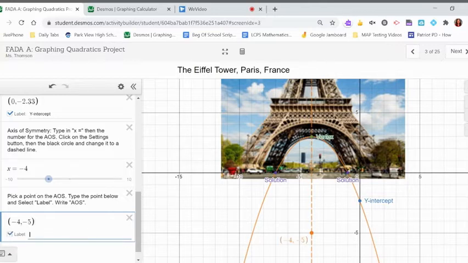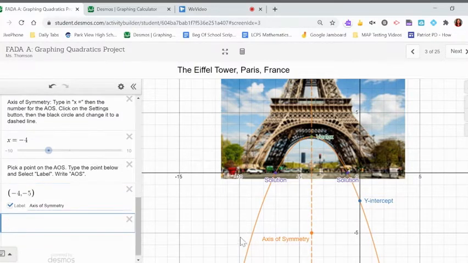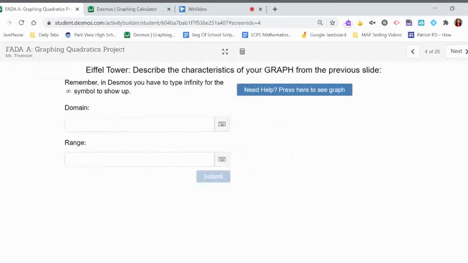So that way I can label this line and say it is the axis of symmetry, okay? And there we have all of our parts of our graph labeled: the vertex, the solutions, the y-intercept, and the axis of symmetry. All right, let's look at our next part.